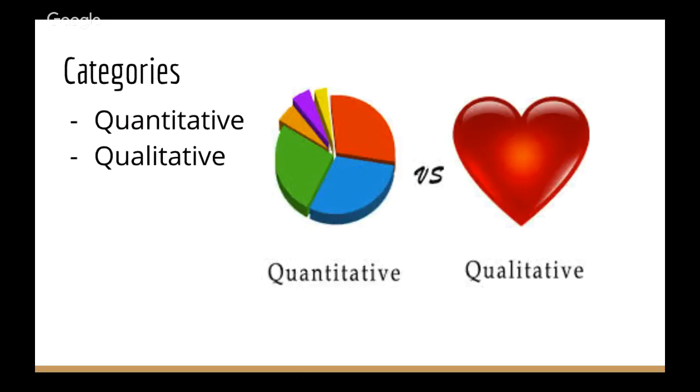Qualitative research, on the other hand, is primarily exploratory research. It is used to gain an understanding of underlying reasons, opinions, and motivations. It provides insights into the problems or helps to develop ideas or hypotheses for potential quantitative research. So in the end, they all come back together.